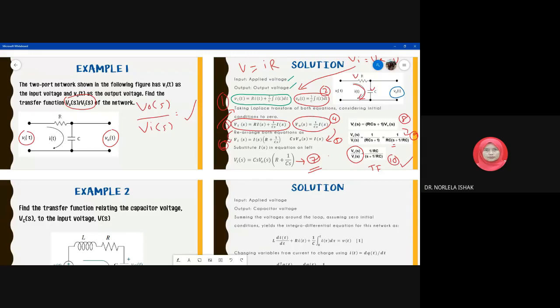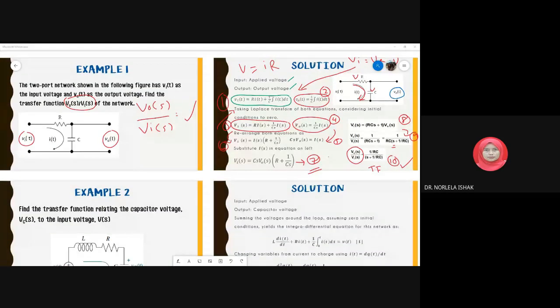Okay, so I think everybody is quite familiar with the electrical circuit, right? Okay, let me see.